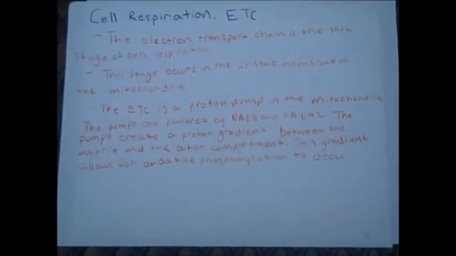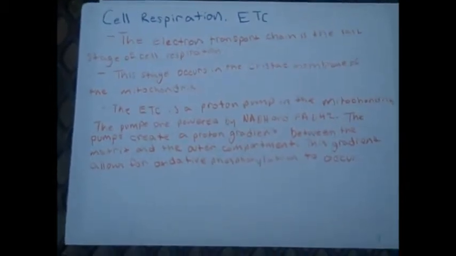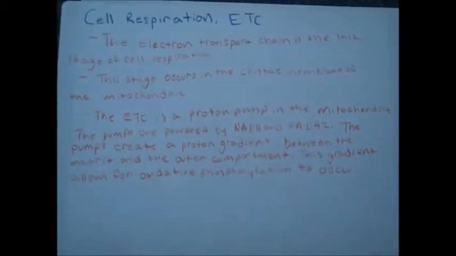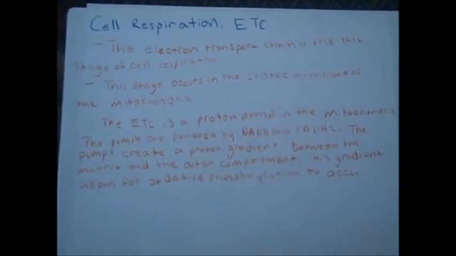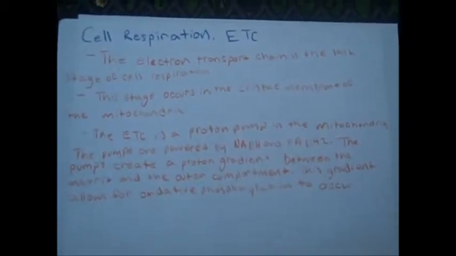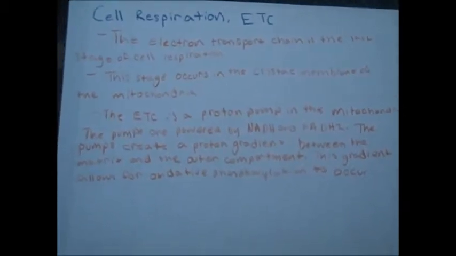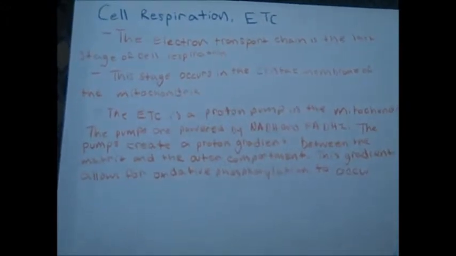Cell respiration, the ETC. The electron transport chain is the last stage of cellular respiration. This stage occurs in the cristae membrane of the mitochondria. The electron transport chain is a proton pump in the mitochondria. The pumps are powered by NADH and FADH2. The pumps create a proton gradient between the matrix and the outer compartment.